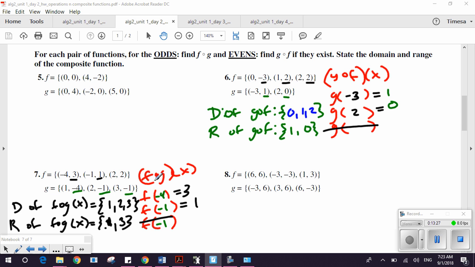I know, we want to put them in order, ideally. And I didn't do that on number 6, but try to make sure you list them in order. If you don't list them in order, yes, it's okay, but try to make it a good habit.